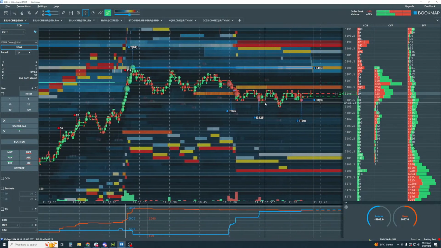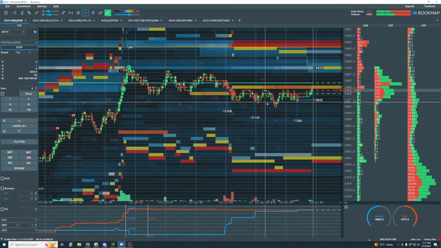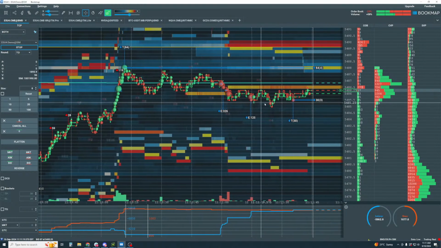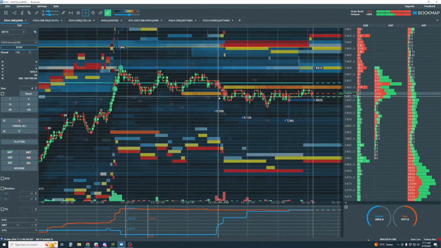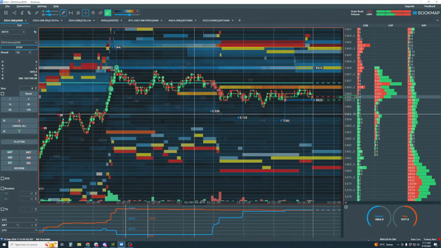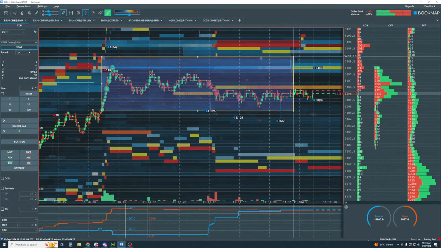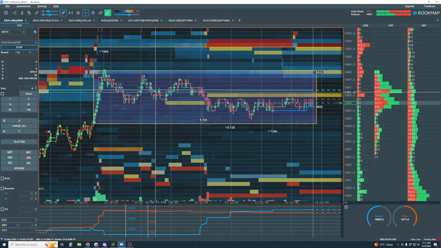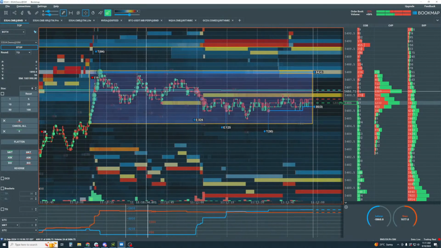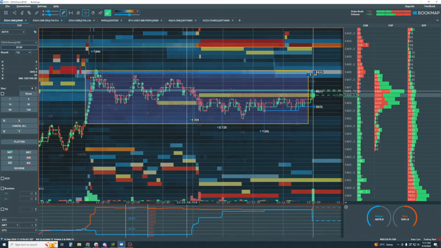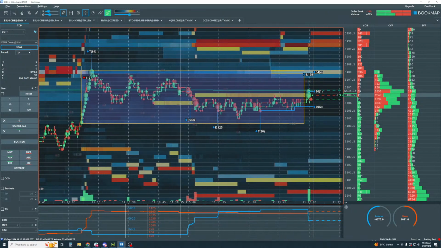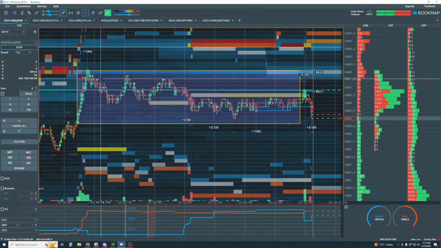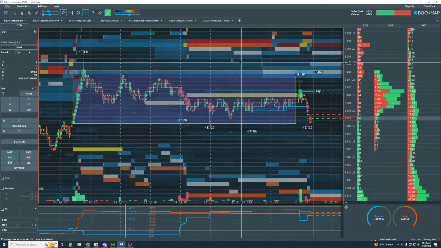Okay, one of the things that we talk about in the pullback in here is this is where the buyers took control. So anything within here, unless you see a distribution pattern in here, which we don't, right? So we stay long. Okay, you can be a buyer in any of these areas in here.